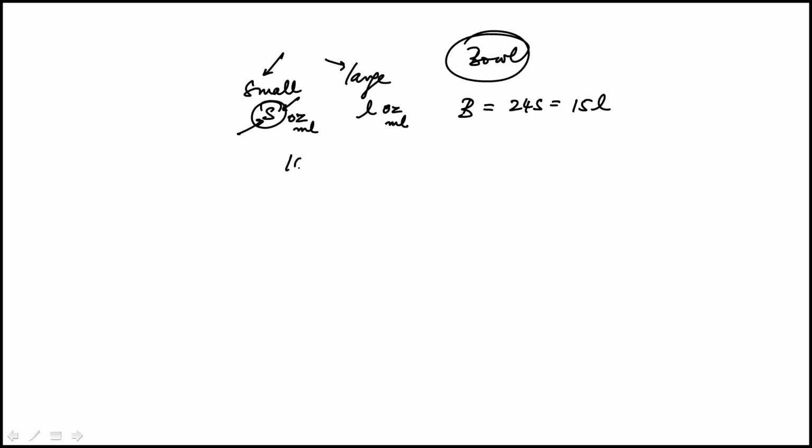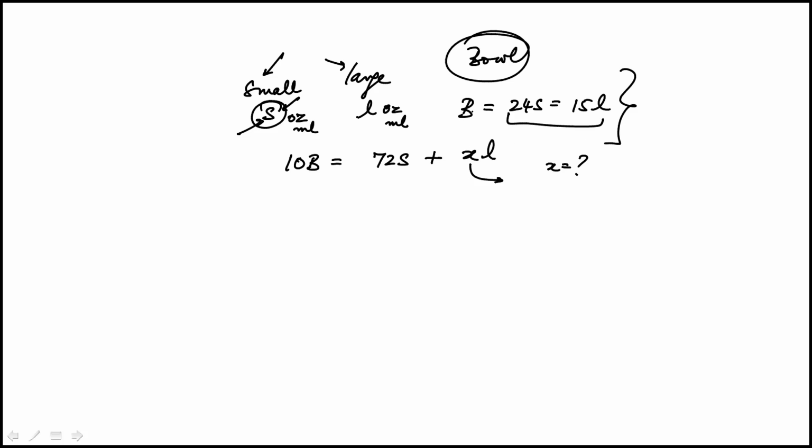Then they're asking about 10 such bowls. 10B is equivalent to 72 small glasses plus how many large glasses? And X is what I need. So that's the relationship, and now we can go about simplifying this.